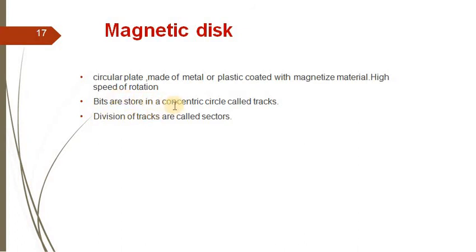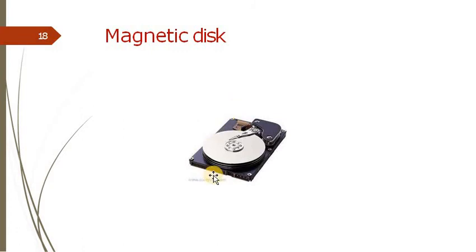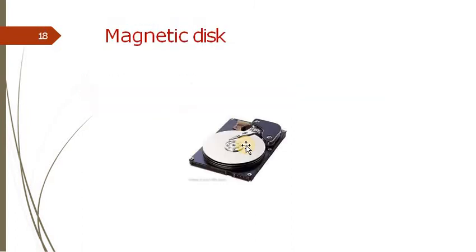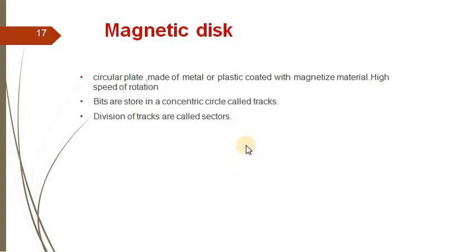So this is how the magnetic disk looks. See here, this is what you call the spindle. Here the disk will rotate, and on that, the spindle will be placed on the top. It will perform the read and write operation.